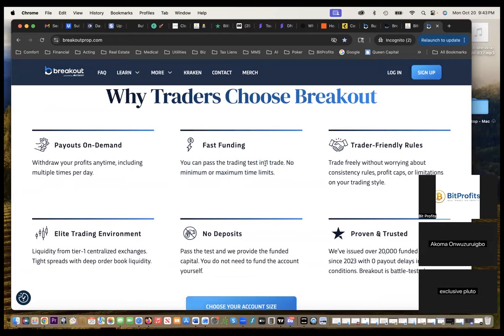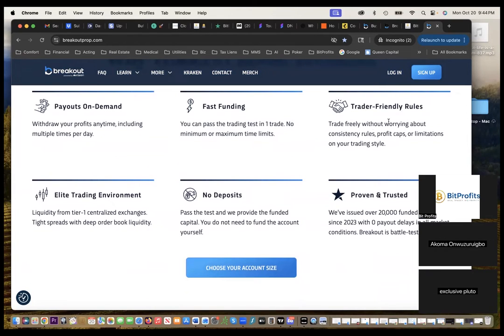So there's no "oh, you have to wait 5 days, you have to wait 10 days." You can literally pass the challenge in one trade in one day. There's no consistency rules or no bullshit rules that try to trip you up or trick you. It's just literally you made the money or you didn't.